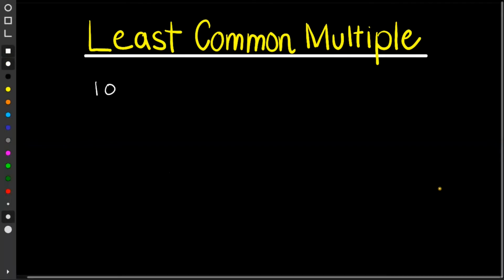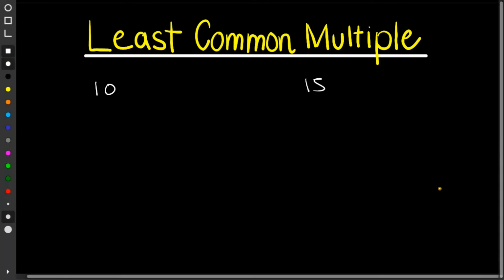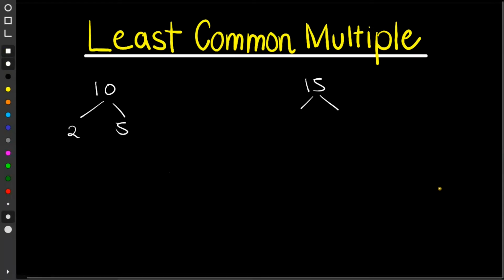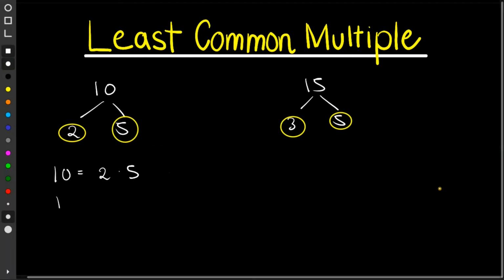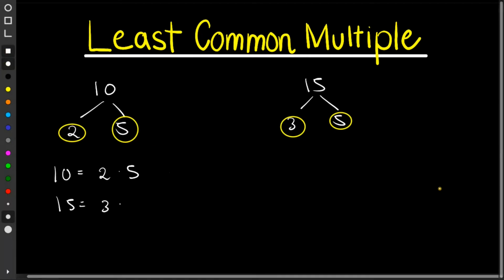Say we have 10 and 15. We first list out their prime factors. By prime factorization, we know that we can decompose 10 as 2 and 5, and 15 as 3 and 5. Since these are prime, let's circle them out. Take notes. We can represent 10 as 2 times 5, and we can represent 15 as 3 times 5.